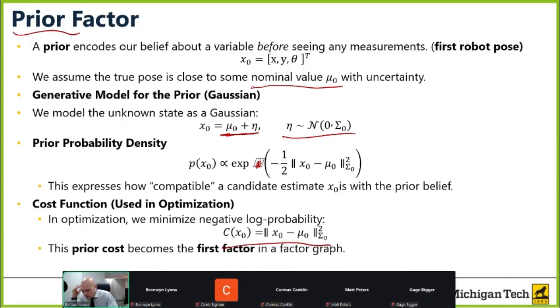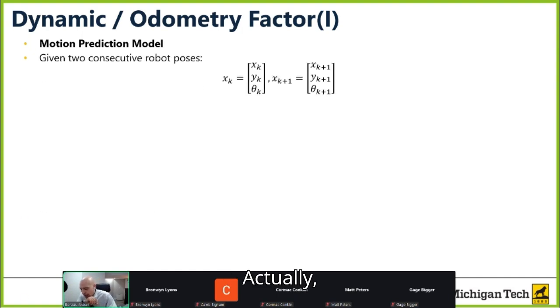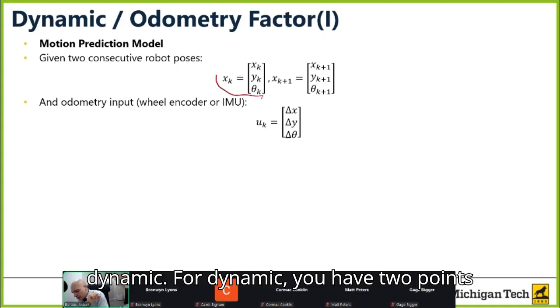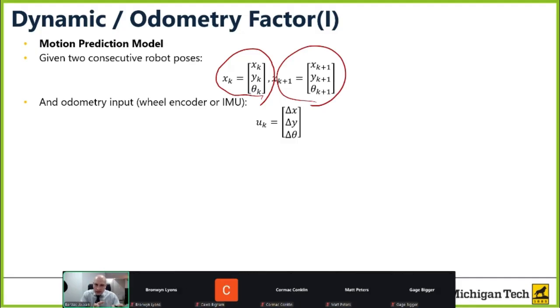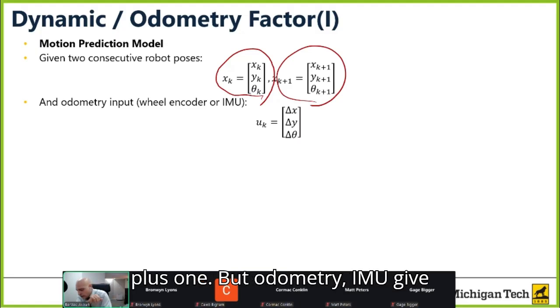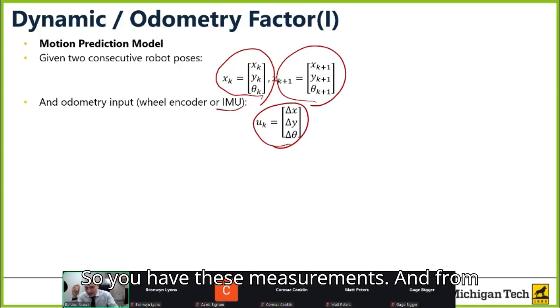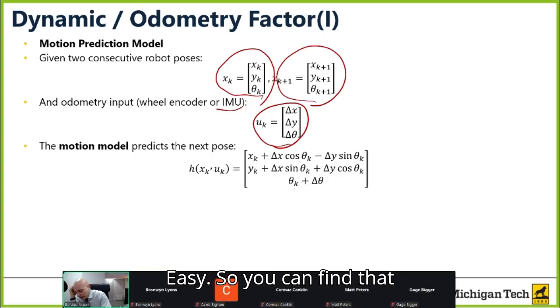Easy. For odometry, which is also called dynamics. For dynamics, you have two points, because a dynamic factor is between two consecutive positions, xk and xk plus 1. But odometry, IMU gives you this difference already. So you have these measurements, and from that you find the difference between these two and compare them. Easy. So you can find that as well.